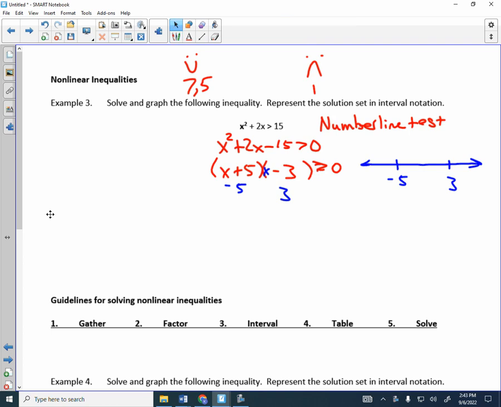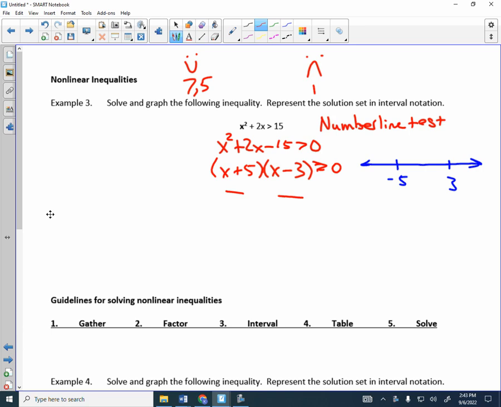Understand that we're working with an inequality, things that are greater than 0 or less than 0. Here's where it's equal to 0, okay? And watch what happens now. Let me rewrite that so we can see better. All right, Mikey, give me a number that's to the left of negative 5. Anything to the left of negative 5. Negative 21. Negative 21 plus 5, is that positive or negative? It's negative. Negative 21 minus 3, positive or negative?